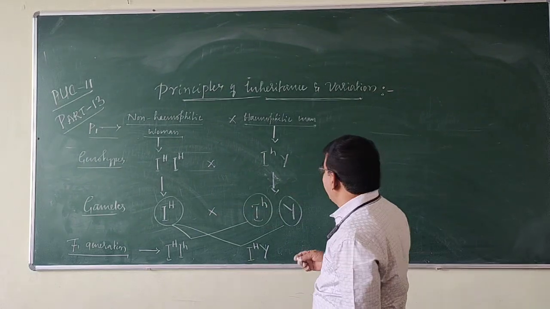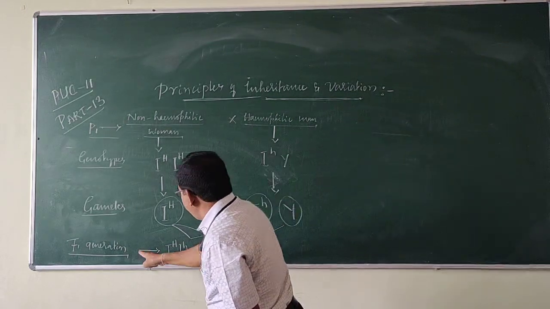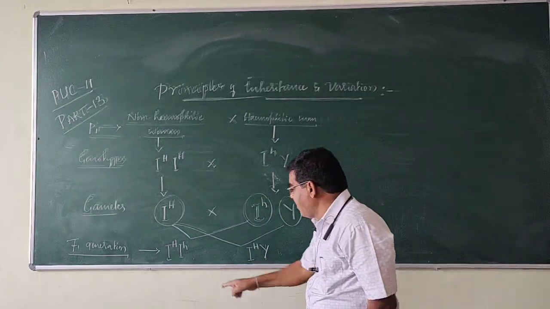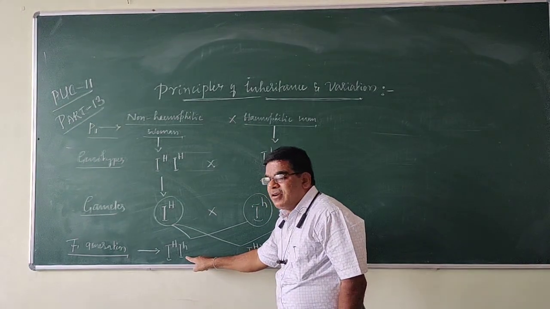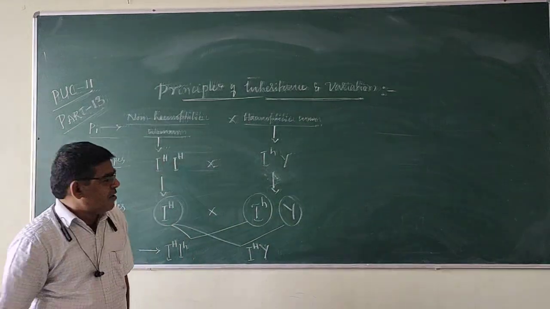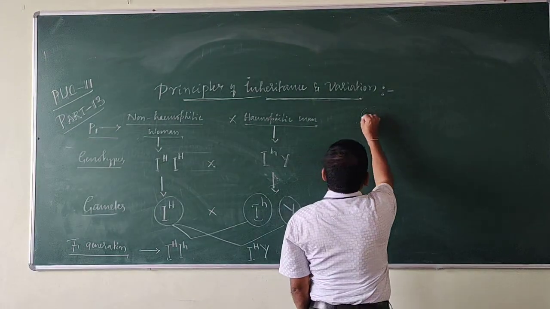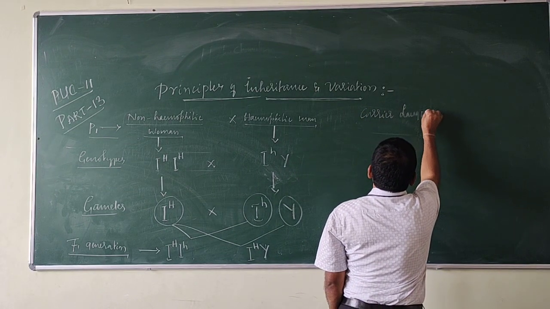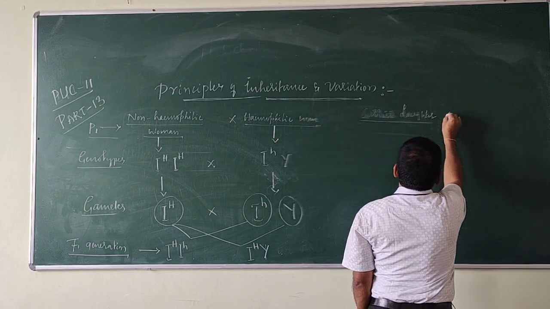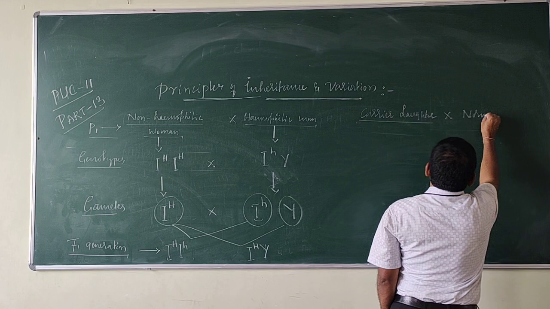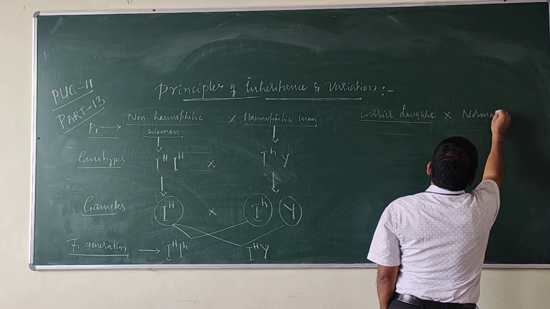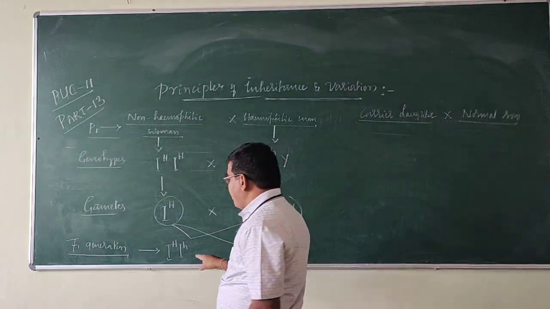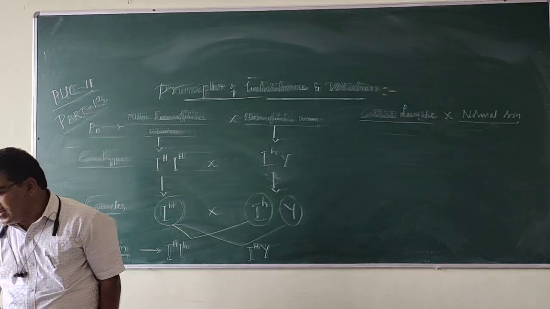So when F1 self-pollinated, carrier normal, so F1 crossed. So here carrier daughter into normal son. Carrier daughter and normal son.